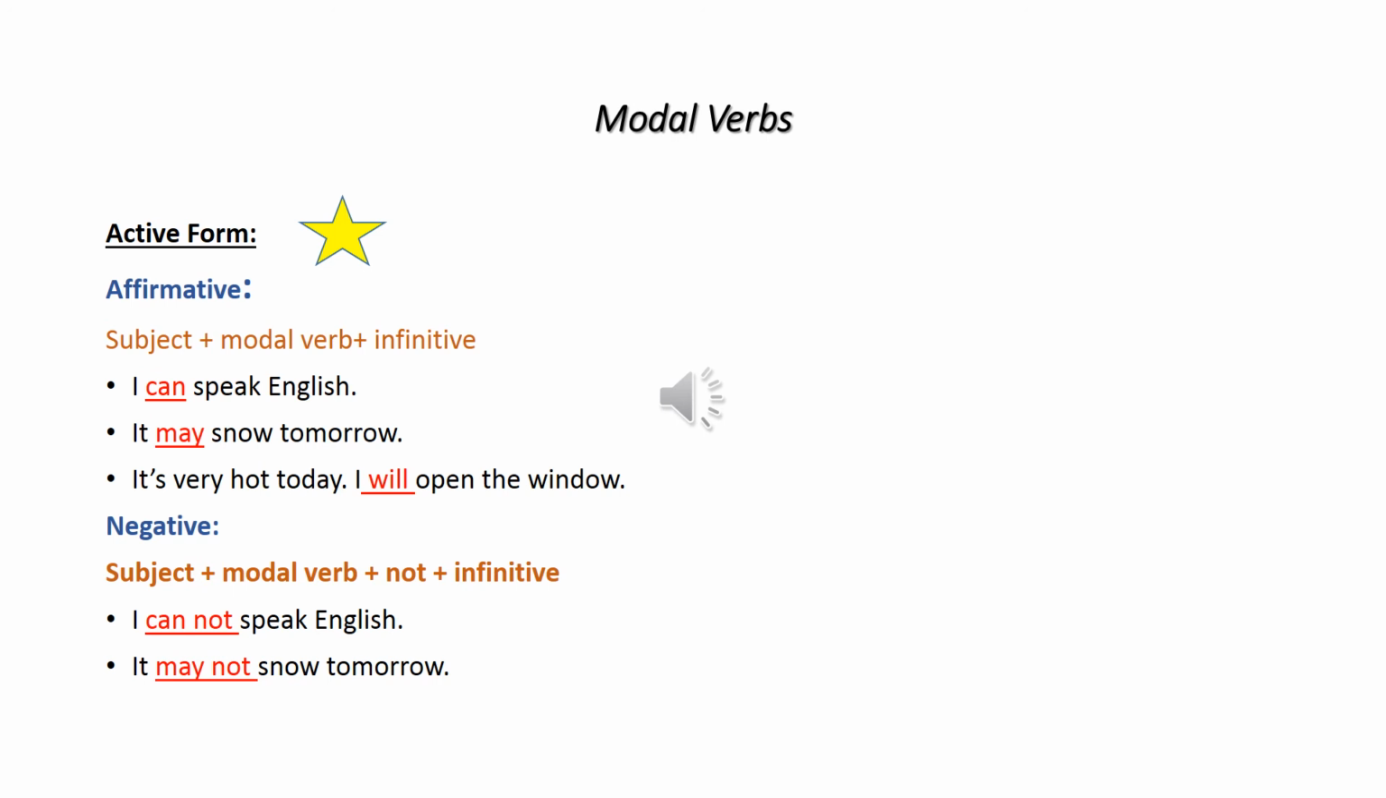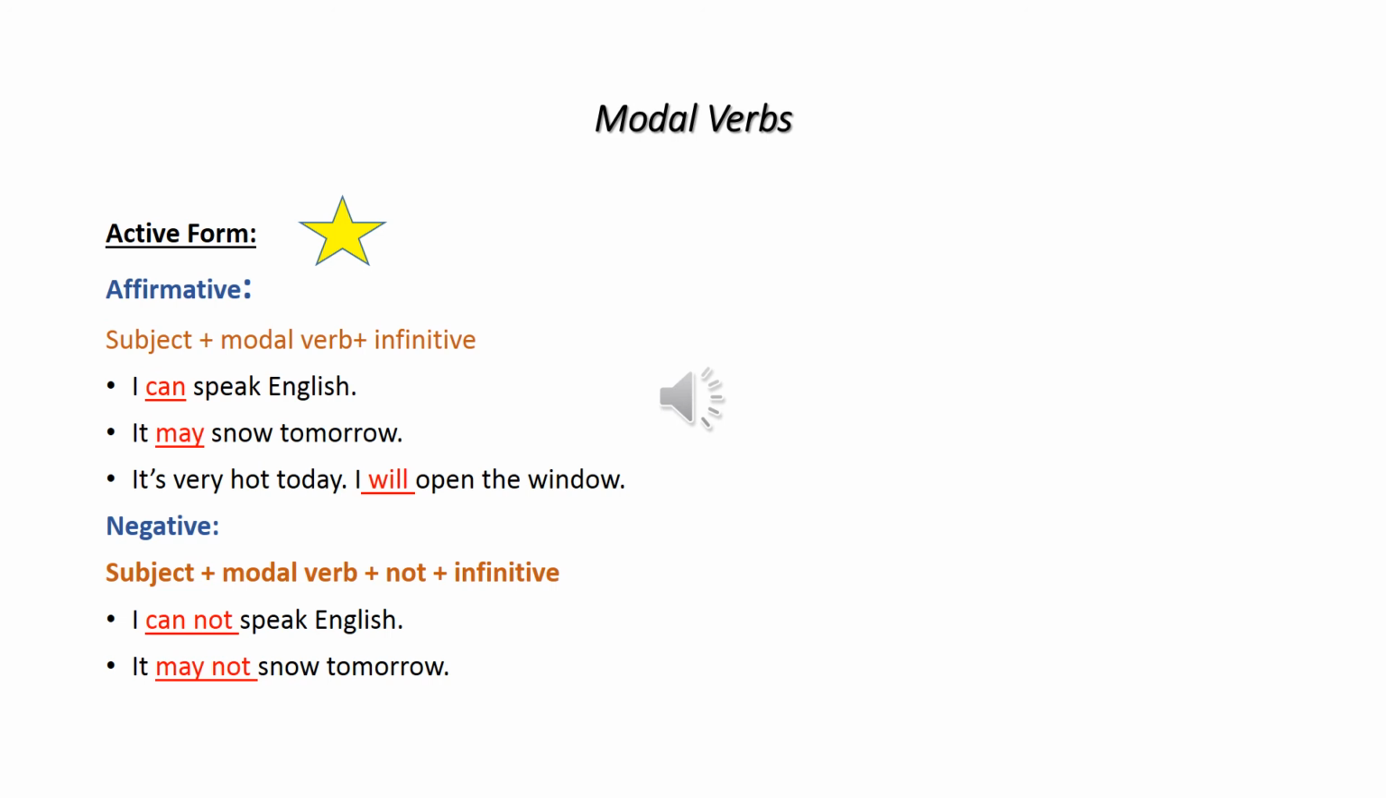Then let's talk about the negative form of the sentence. الشكل النفي للجملة. كيف بدي أنفي؟ كيف بيكون عندي الستركتشر تبع الجملة لما بدي أنفي؟ You have to start with the subject الفاعل, then the modal verb, then not negation النفي, then the infinitive form of the verb يعني الحالة المجردة للفعل. The first example, I cannot speak English.